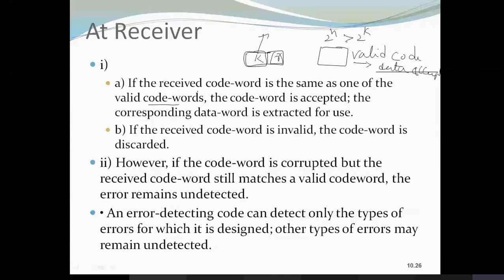If the received code word is invalid, how will we come to know that it is invalid? Because the receiver already has a set of valid code words. If it is not matching with those code words, then it indicates that it is invalid. Invalid means there is an error. Whenever there is an error, there are two possibilities. One is to correct the error, and the other is that it can be just discarded and retransmission requested.